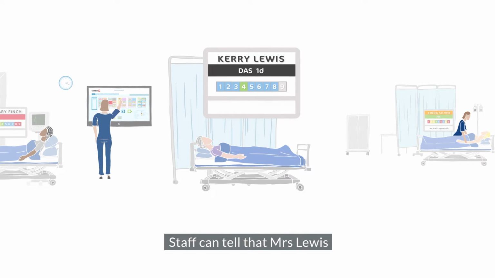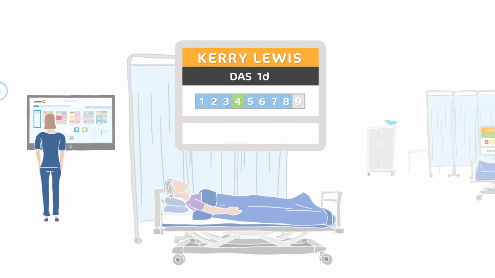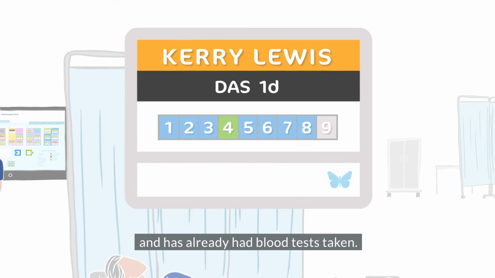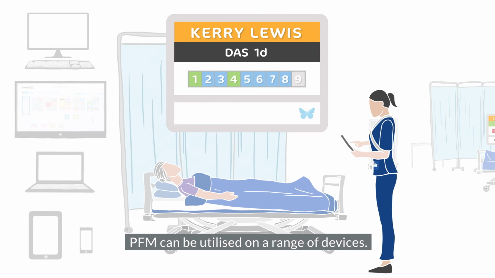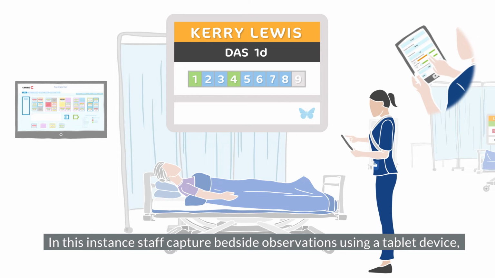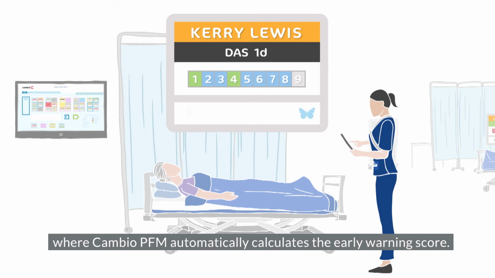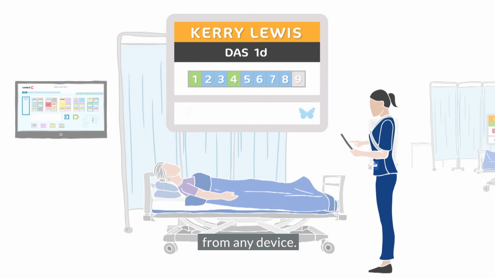Staff can tell that Mrs. Lewis has already been in hospital for 1 day, is diabetic, has dementia, and has already had blood tests taken. PFM can be utilised on a range of devices. In this instance, staff capture bedside observations using a tablet device, where Cambio PFM automatically calculates the early warning score. This information is then accessible in real time from any device.